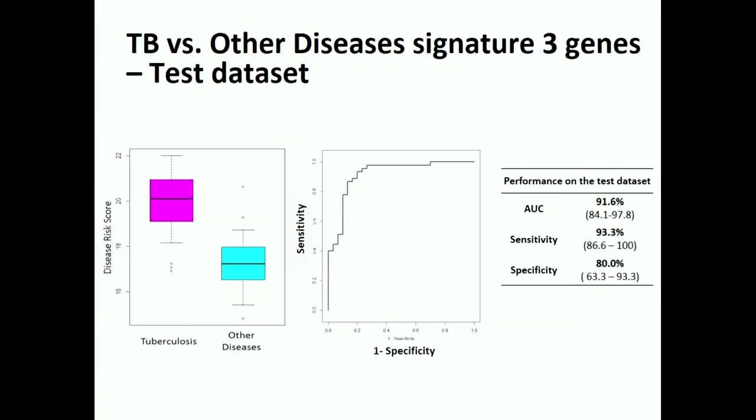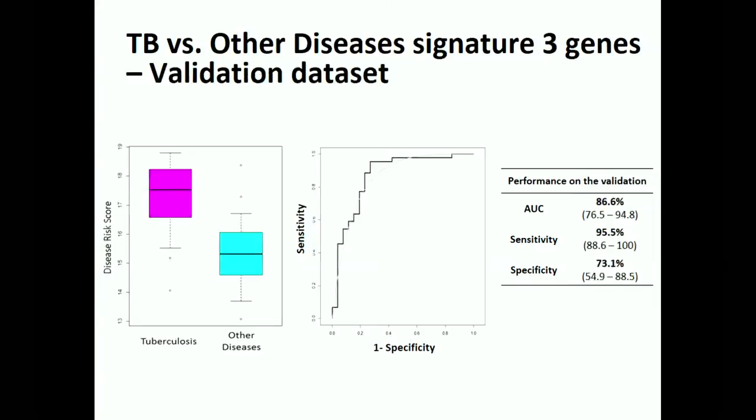And we tested this 3-gene signature in our test data set. We had a very good area under the curve of 92%, with good sensitivity and specificity. And then we also tested it in our validation cohort that we set aside from the beginning. We didn't have such good specificity, but we're still fixing the threshold. So it's a work in progress.